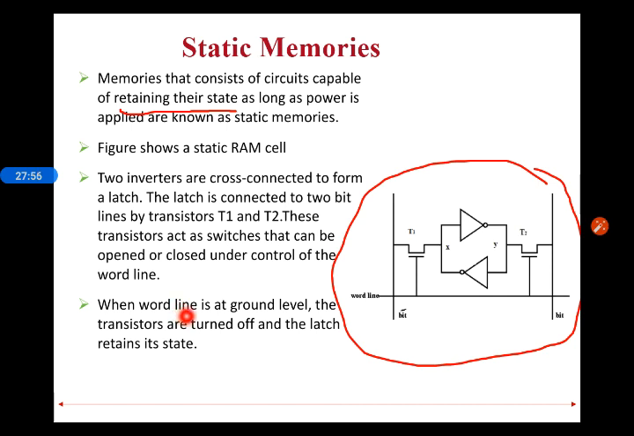Okay, and when the word line is at ground level, the transistors are turned off because it is connected to the base. So when we keep the word line at zero voltage, ground level, what will happen? These transistors are off. That means these switches are off, and the latch retains its state. And these are the latches. So whatever charge or memory or bit is there, that bit will remain the same.